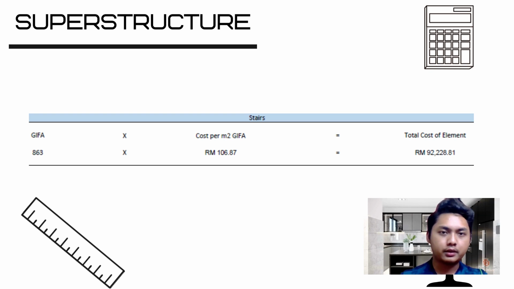The next element under superstructure is stairs. To get the total cost element for the stairs, we need to multiply the GIFA with the cost per meter square GIFA. So the GIFA for this project is 863 meter square multiplied by the cost per meter square GIFA, which is 106 ringgit and 87 cents. And we got the total cost element, which is 92,228 ringgit and 81 cents.